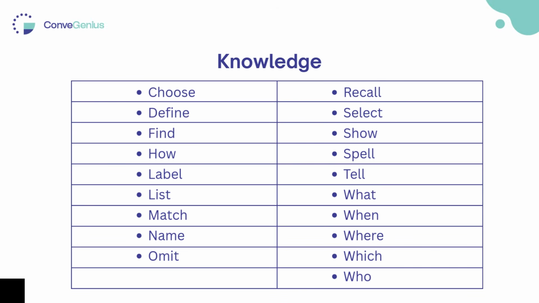Now comes one of the most useful tools for teachers, Bloom's verbs. Each cognitive level is linked with certain verbs. When you choose the right verb, the cognitive level of the question becomes clear and the child's level of thinking changes automatically.